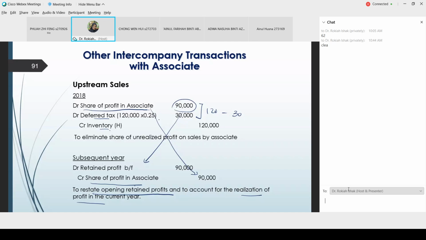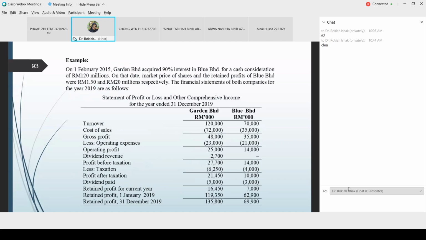I will try to find an exercise on transactions with the associate. The example in Gardens Berhad here relates to goodwill and depreciable assets. There is no transaction with an associate. So just prepare that one for the next class. For the next class, we're going to discuss the Gardens example. At the end of your notes, there is the example for Gardens. Make sure that you prepare the answer for this one.